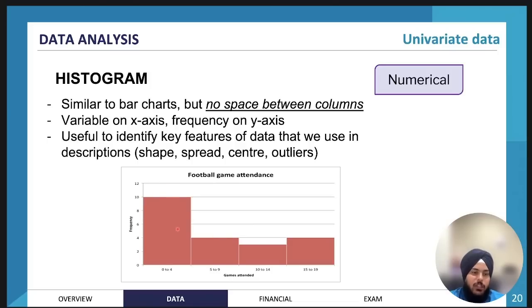So what we have done here, for example, is we have grouped the data. So in terms of football game attendance, if you've attended 0 to 4 games, you're in the same sort of category almost. So 5 to 9 games, you're in the same category. 10 to 14 games, you're in the same category. So this way we can really see how the data is distributed. So most people have attended 0 to 4 games. And from this, we can also estimate the shape, the spread, the center, and the outliers.